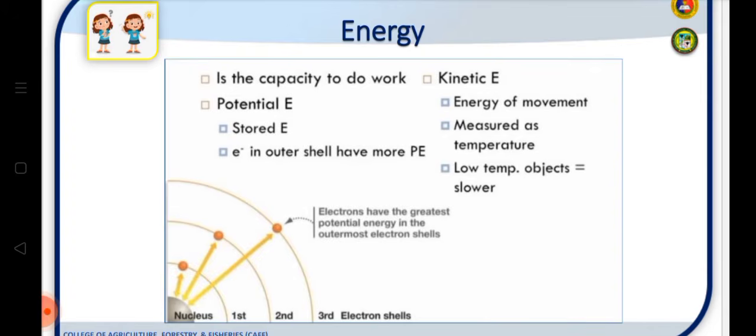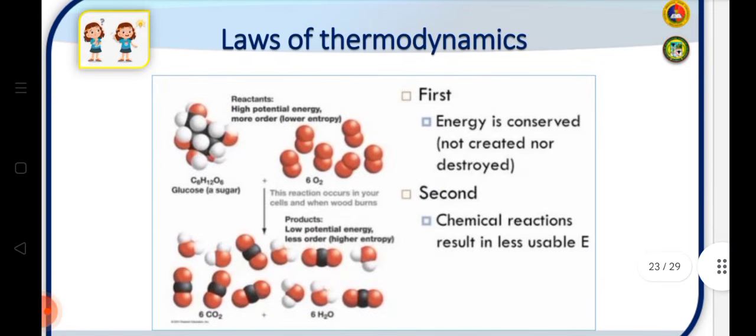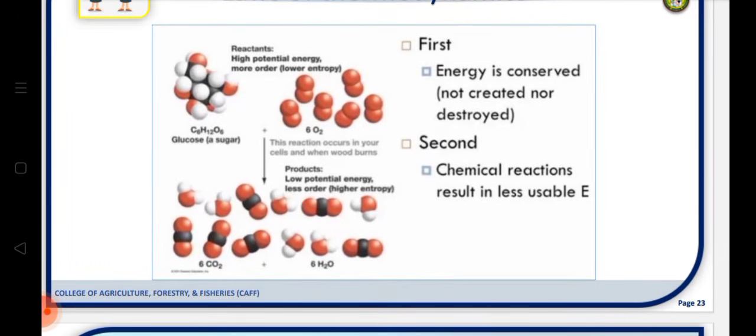Okay. So next, let's proceed to the laws of thermodynamics. So we have here the first and second law. The first law of thermodynamics says that energy is conserved. Okay, energy is conserved. So it means that energy cannot be created or destroyed. It is only transformed from one form to another. For example, in biology, plants convert light energy into chemical energy during photosynthesis. Another example, cells transform chemical energy in glucose into ATP during respiration.